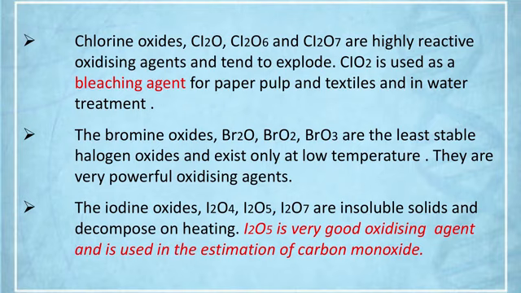Next, chlorine oxides Cl2O, Cl2O6 and Cl2O7 are highly reactive oxidizing agents and are also used as bleaching agents, particularly ClO2. Bromine oxides are the least stable oxides. It also forms three oxides, Br2O, BrO2 and BrO3, but these are the least stable and very powerful oxidizing agents. Iodine oxides are the most stable oxides of halogens, and they are also good oxidizing agents.